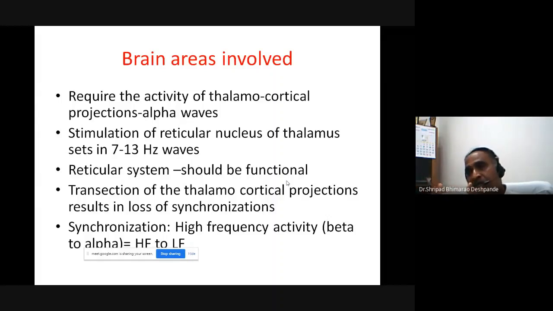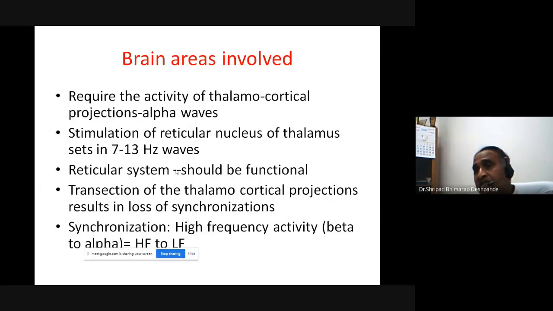Now, I will come back to the alpha waves later on. But stimulation of the thalamus at a particular frequency sets in a wave pattern similar to the alpha waves. So we will come back to what that alpha wave is. The functionality of the reticular system is essential for recording the brain waves. If the reticular system is non-functional, it is practically coma. It is not in an arousal state. So in that situation, you will not have those wave patterns.